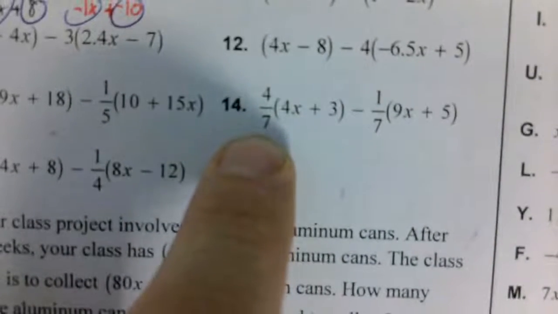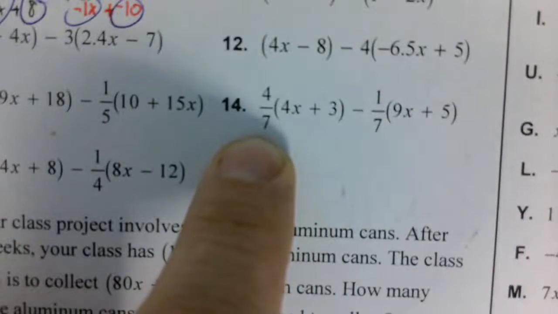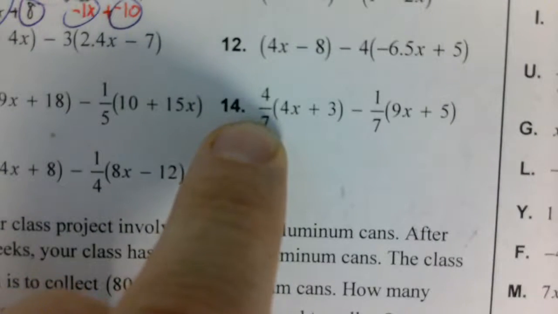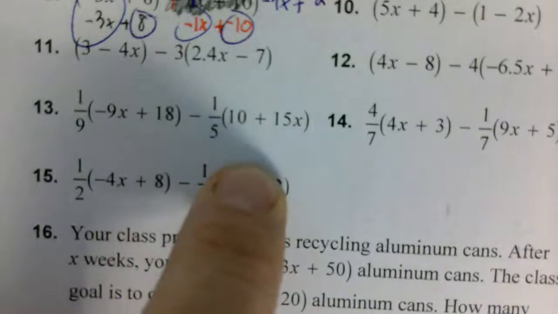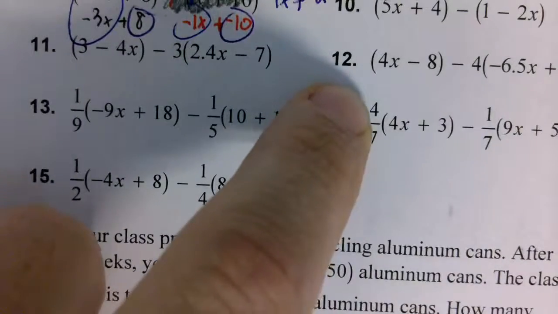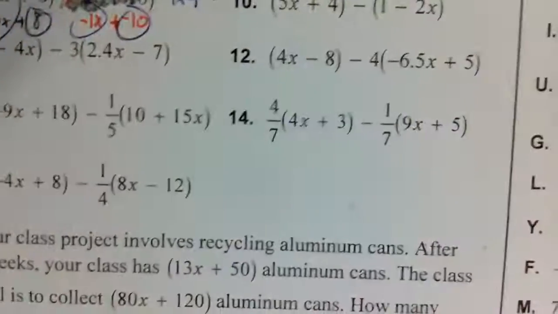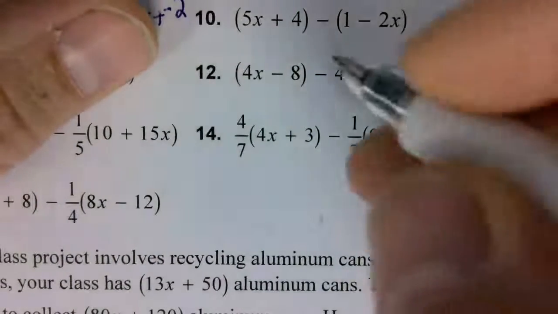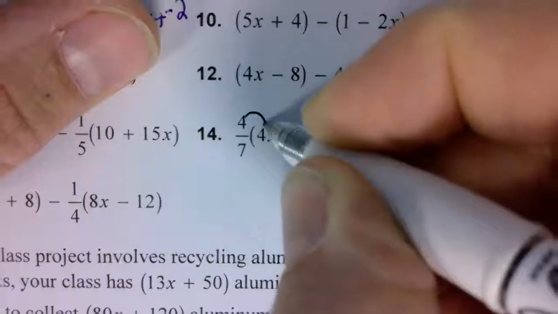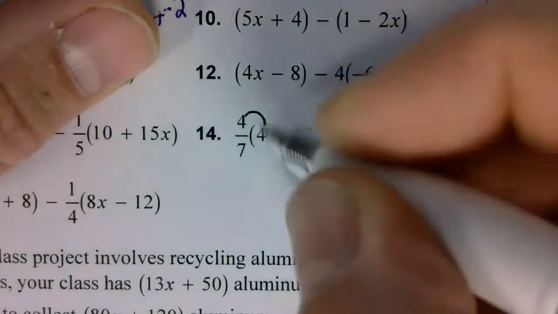In class, I'd ask you, do you like fractions? Most of the time we say no. So you take the top divided by the bottom. You can do that over here. You can do that over here. You can do these with the halves and the fourths. You can do that anywhere you want. But sometimes, like 4/7, it doesn't come out very nice. So you and I are going to have to distribute. Here we go. Distributing the 4/7 to the 4x.